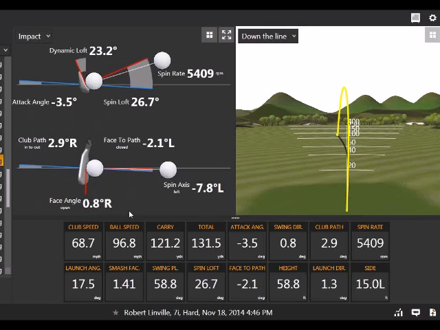If those are pretty good and we've still got inconsistency, it's always right here. It's always in the face, whatever the face angle is. Does it start wrong, or is the grip bad, or whatever that reason is.